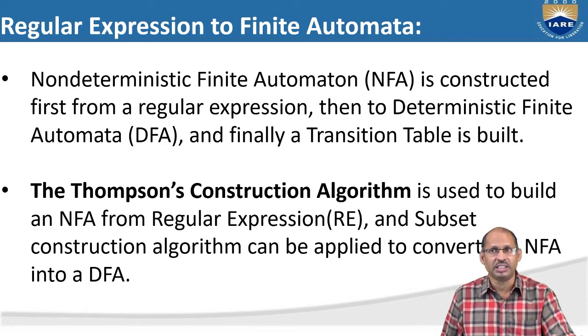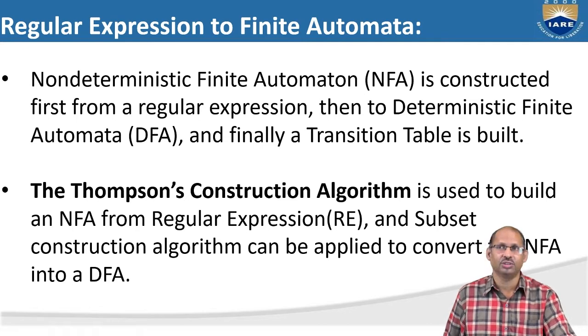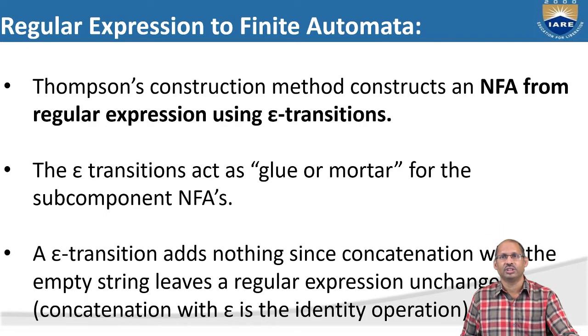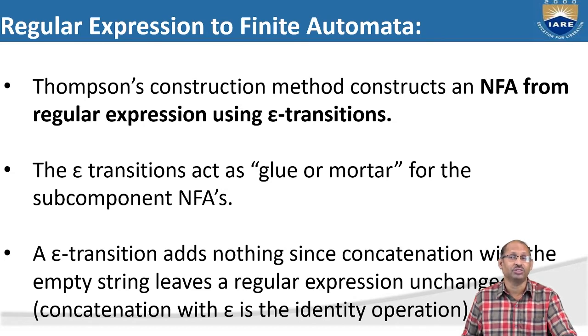The main aim of Thompson's construction algorithm is a procedure for the conversion of regular expressions to NFAs and to DFAs. An epsilon transition adds nothing, since concatenating with the empty string leaves a regular expression unchanged. So concatenation with epsilon is an identity operation. Thompson's construction method constructs an NFA from a regular expression using epsilon transitions.